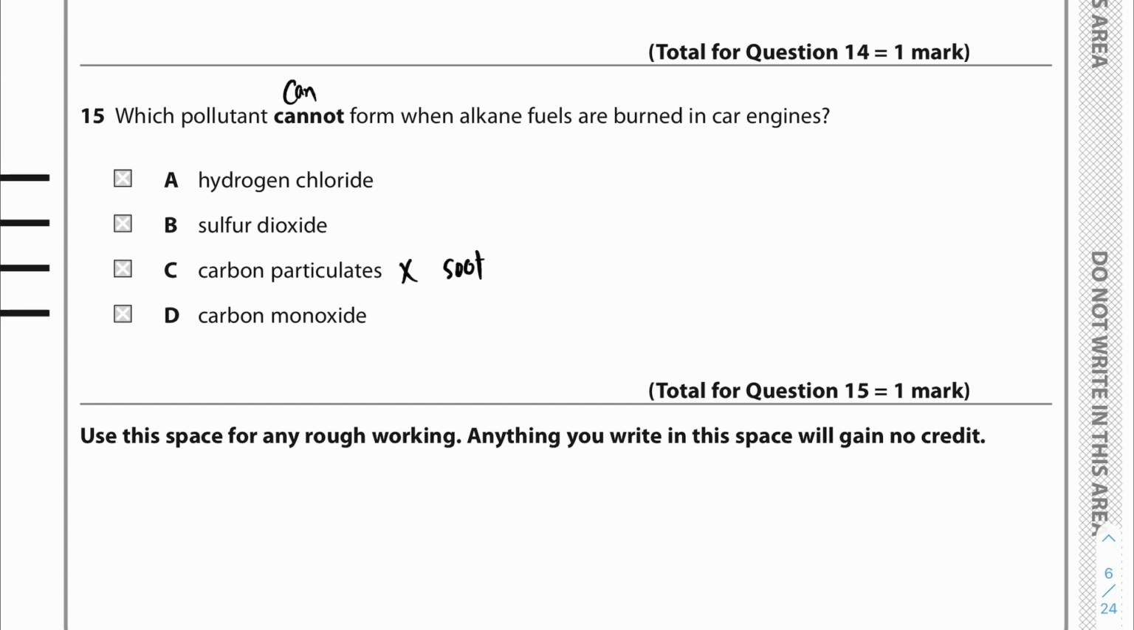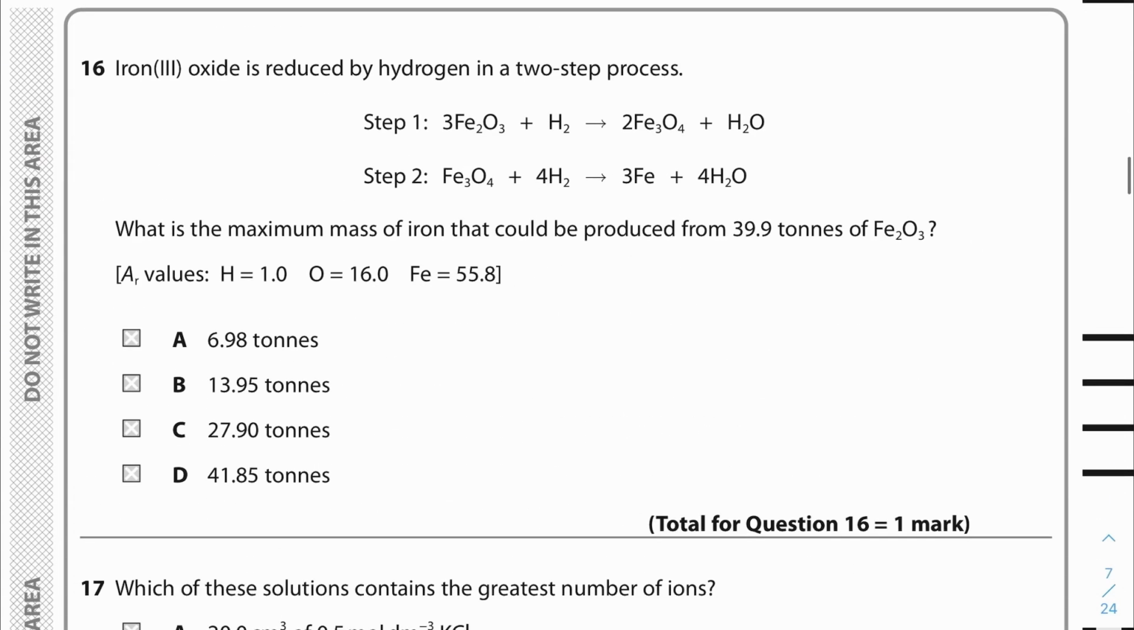And we know that incomplete combustion also causes carbon monoxide to form. And we also know that sulfur dioxide can also form from the car engines. So what cannot form? Just by the process of elimination, we have concluded that hydrogen chloride cannot be formed by car engines. Alright, so moving on to question number 16.